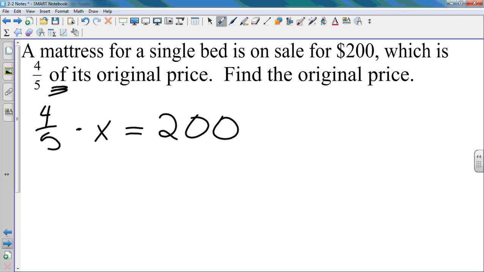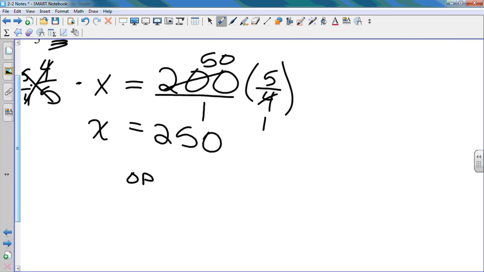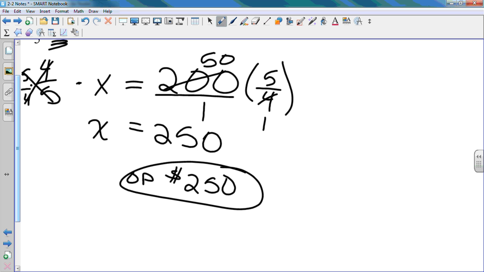Now, how do I solve this one? Multiply both sides by 5/4. These are going to cancel, left with x. Put 200 over 1. What's my cross reduce here? I want to cross reduce 200 and 4 first, the way my multiplication is. 50 and 1. Now I have 50 times 5, 250. So what was my original price? I'm going to abbreviate. The original price was $250. All right, let's move on.